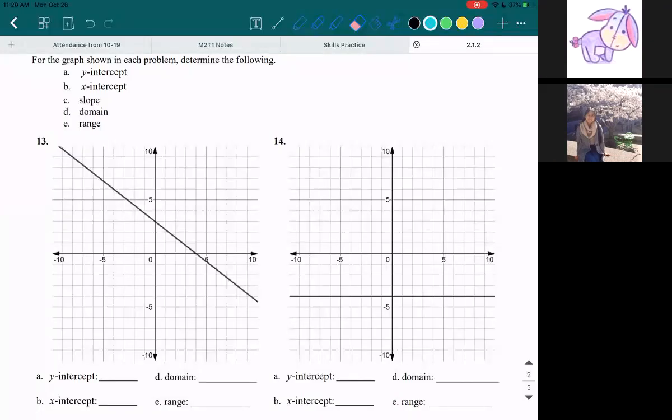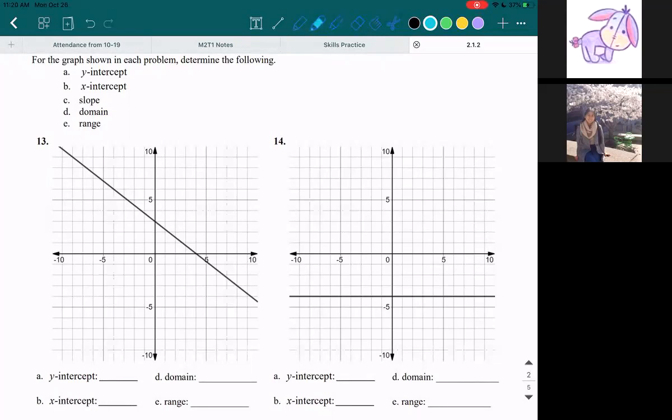All right, so for this section, we are given a graph, and for the graph shown in each problem, we must determine the y-intercept, x-intercept, slope, domain, and range. So in our first example, number 13, we want to find our y-intercept first.